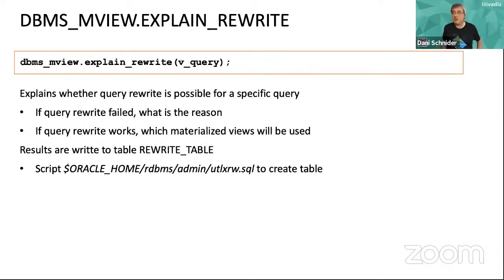And the second one, I will skip the demo for the first, but the second one I think I can show you is explain rewrite. And explain rewrite here, the parameter is not the name of a materialized view, but the query we want to execute. And Oracle tells us also in a result table here, in a rewrite table, whether query rewrite worked or not. And when it doesn't work, then it shows what was the reason that it didn't work.